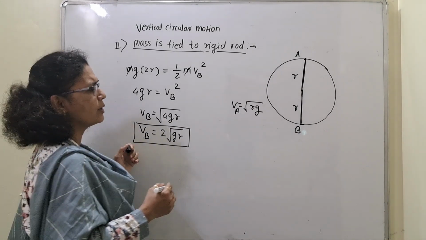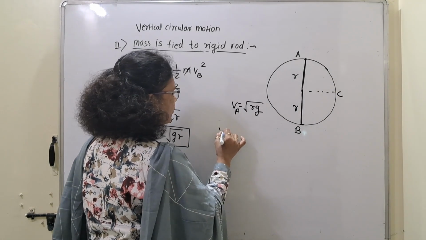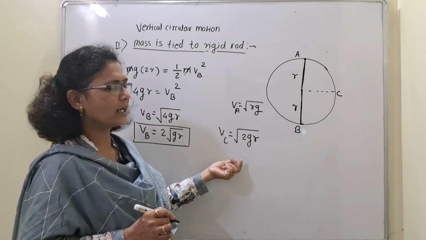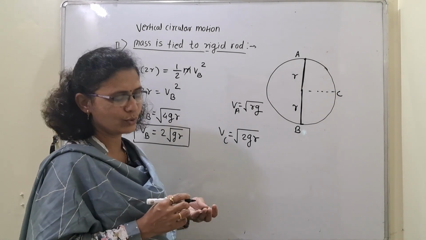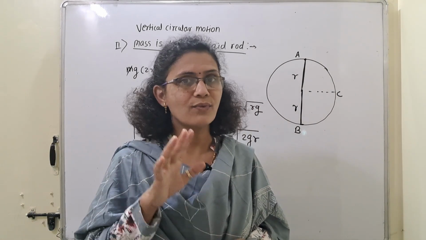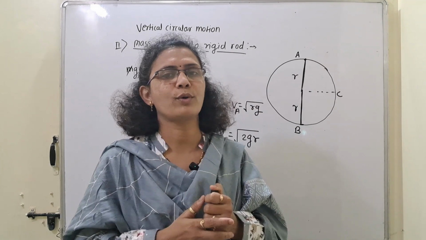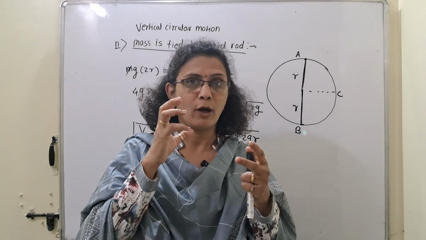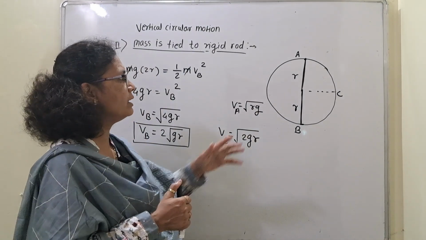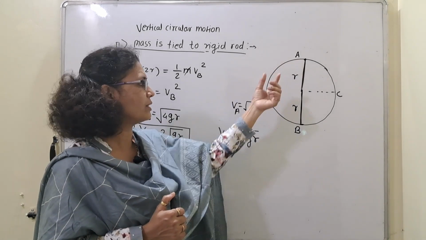Similarly, you can derive the velocity at the middlemost position, the point we have considered as C, and that Vc will be under root 2gr. We can easily calculate this velocity, Vc is equal to under root 2gr. There will be no question depending upon this derivation, but you have to know these values. You have to learn and remember these formulas when the mass is tied to a rigid rod. At that time Va will be 0, that is, the velocity of the particle at the topmost position will be 0.